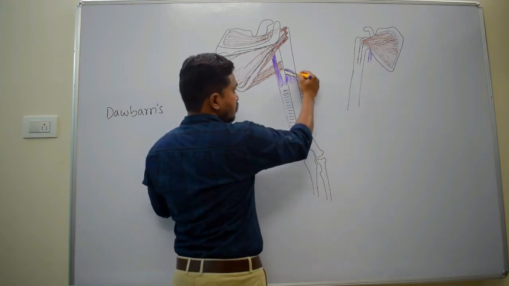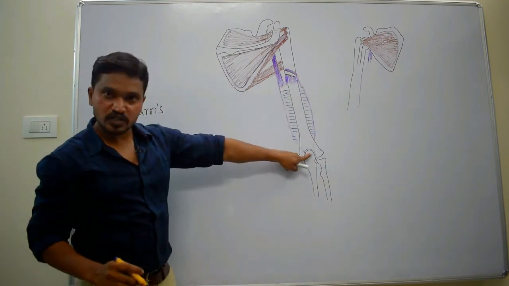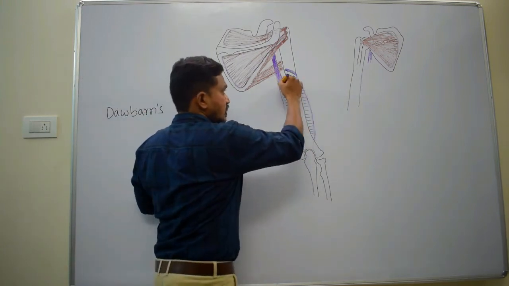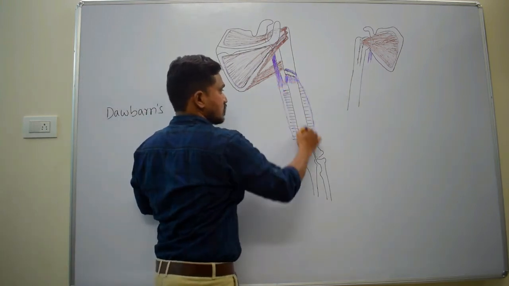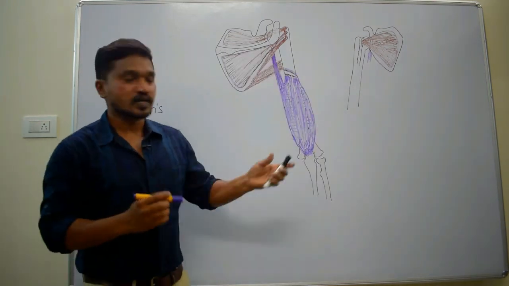After that, where does it have to insert? It will be inserting to this process. What is this process? Olecranon process. So the tendon of triceps inserts to the olecranon process. So this is triceps muscle.